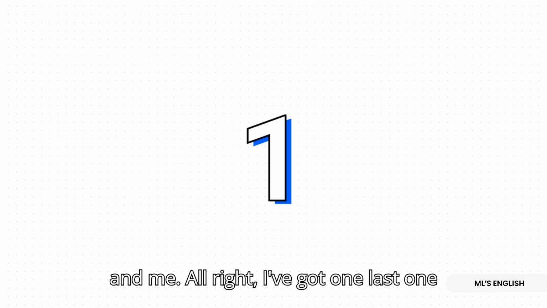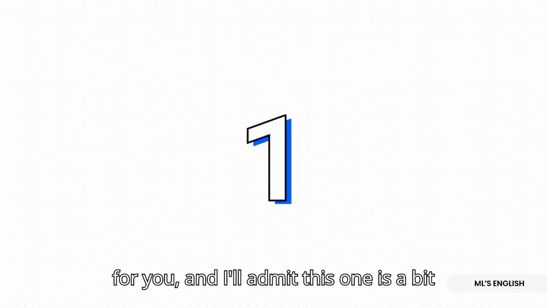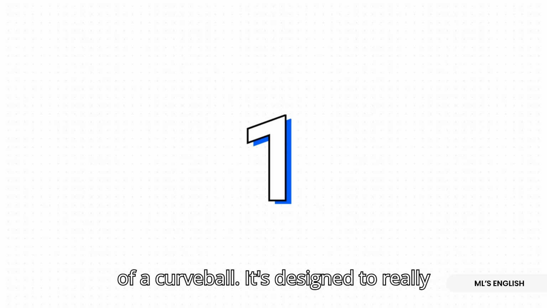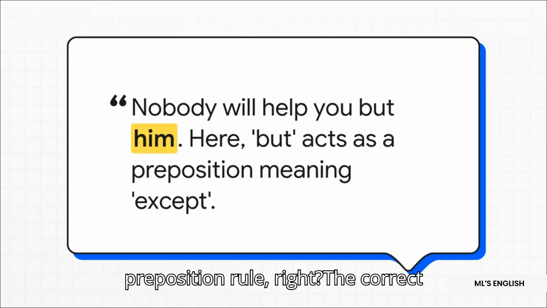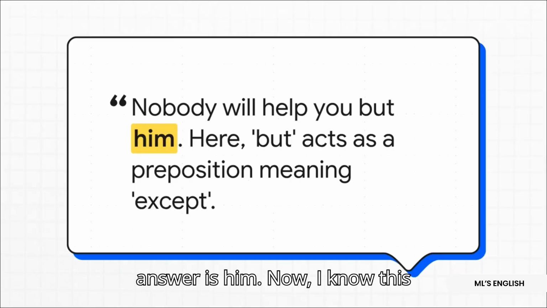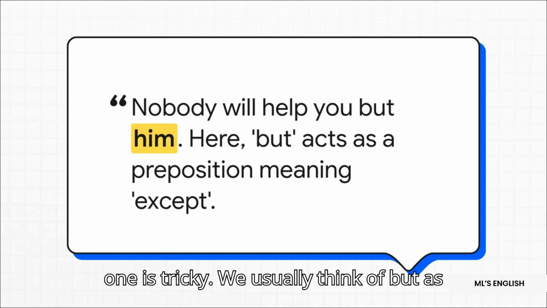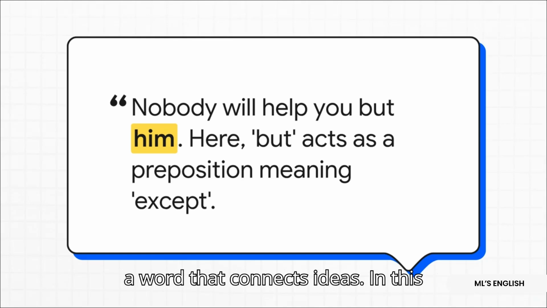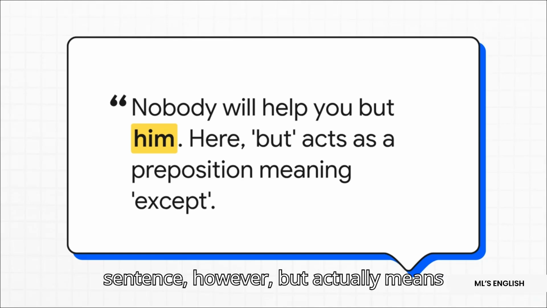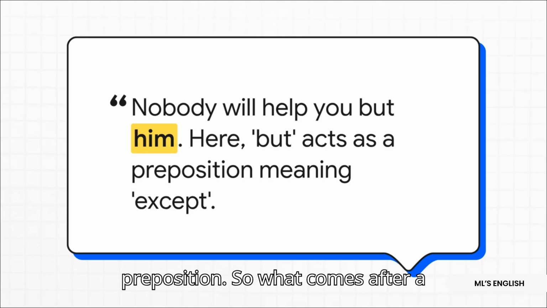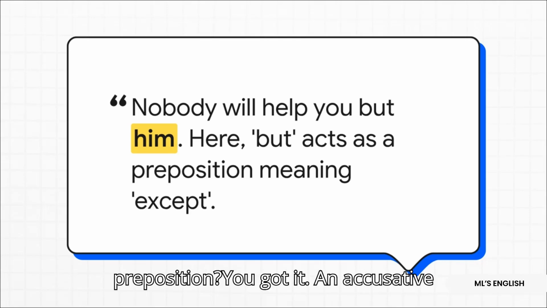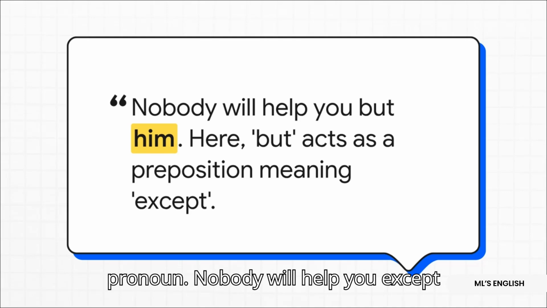All right, I've got one last one for you. And I'll admit, this one is a bit of a curveball. It's designed to really test your understanding of that preposition rule. Ready? The correct answer is him. Now, I know this one is tricky. We usually think of but as a word that connects ideas. In this sentence, however, but actually means except, and except is a preposition. So, what comes after a preposition? You got it, an accusative pronoun. Nobody will help you except him.